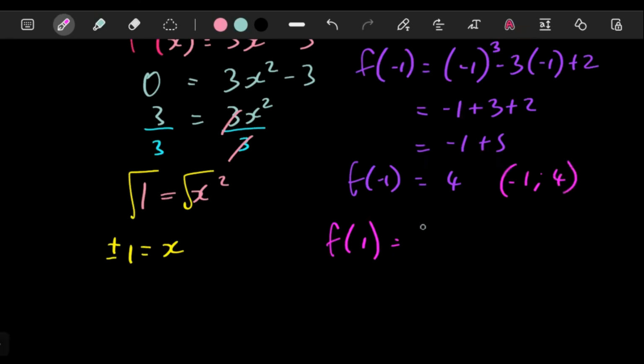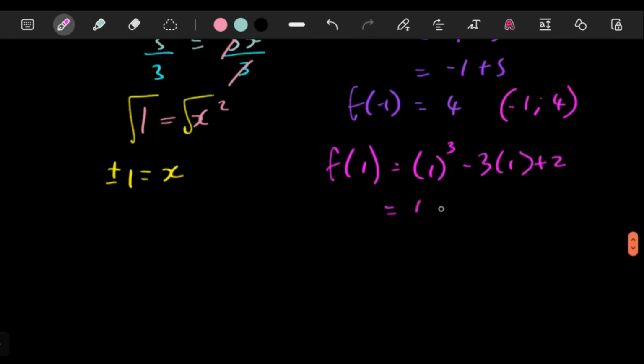The other one, if you put a 1 there, 1 to the power of 3, minus 3 times 1, plus 2. This is like 1 minus 3 plus 2, right? So 1 plus 2 is 3. 3 minus 3 is a 0. So therefore the coordinate is 1 and 0.